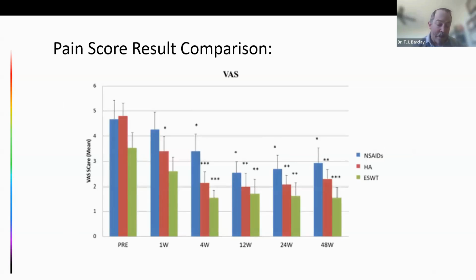And this is a graph of the functional scores from that study, with the shockwave treated group being in green there, and demonstrating superior results at all of the time points in that study.